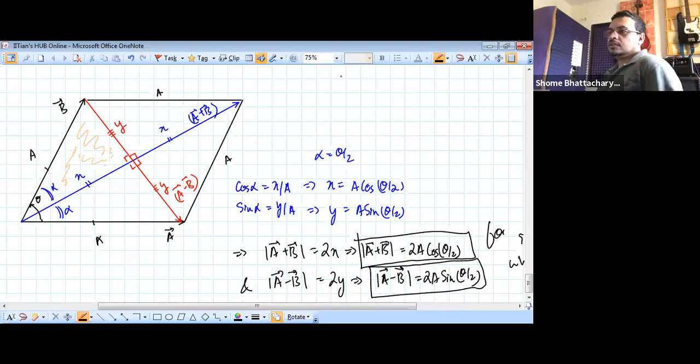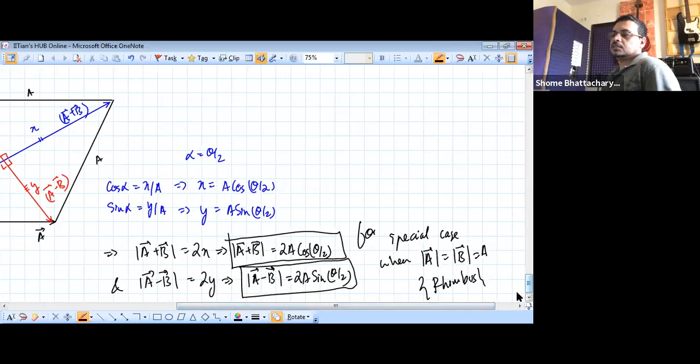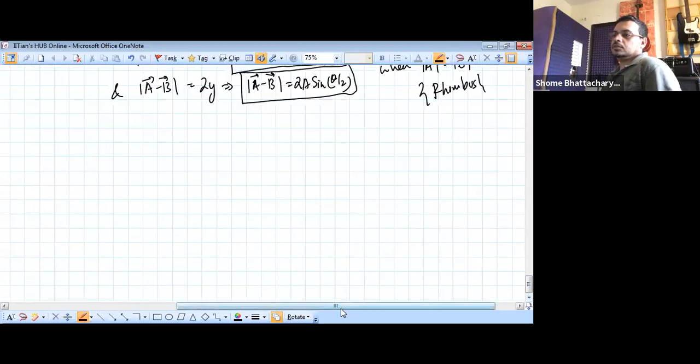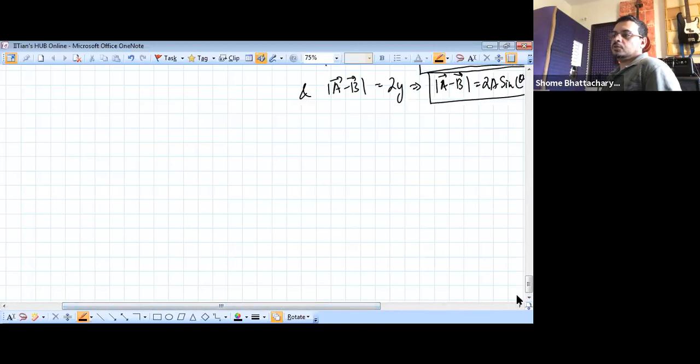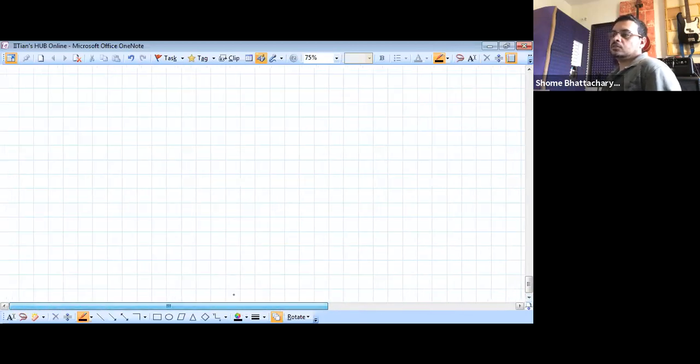Okay, so these all represent the special properties or the special cases of the parallelogram law. You can remember the special cases as the rectangle case and the rhombus case.